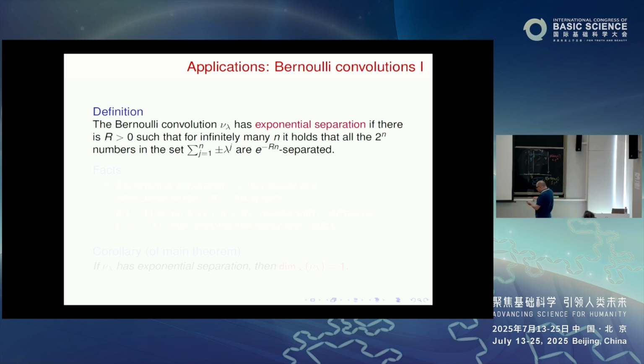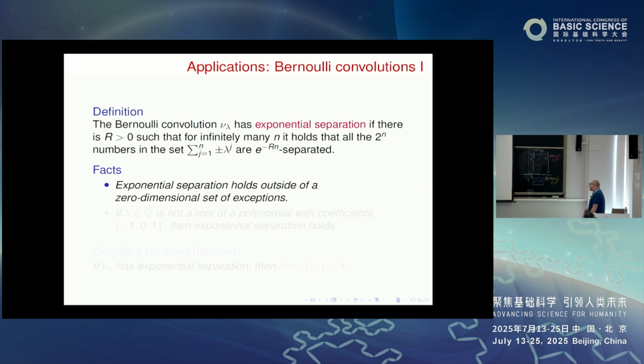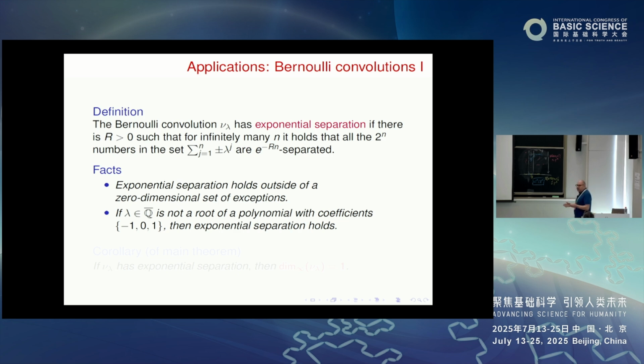And again, in the case of Bernoulli convolutions, this notion was introduced by Mike Hochman, and Mike proved 2 easy but important lemmas. One is that exponential separation is very, very prevalent. So the family of parameters lambda for which we do not have exponential separation has 0 Hausdorff dimension, even 0 packing dimension. So exponential separation fails on a very sparse set of parameters. Unfortunately, we don't know which parameters, but at least we know that it's very small.